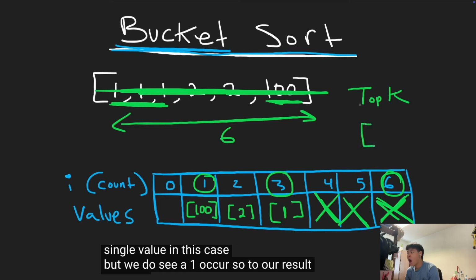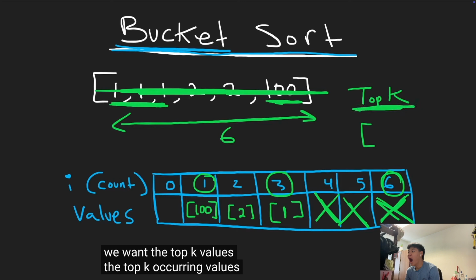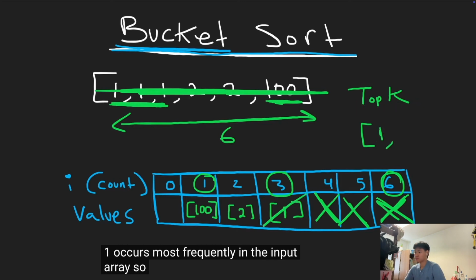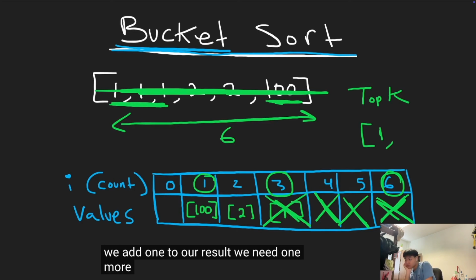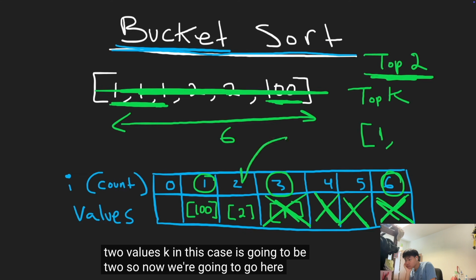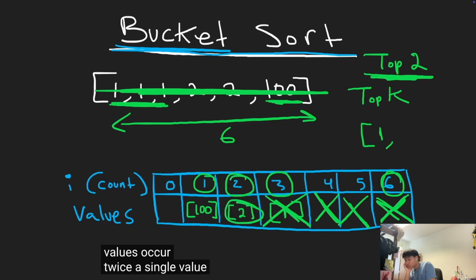So to our result, we want the top k occurring values. We are going to add a 1 to that. 1 occurs most frequently in the input array. So we add 1 to our result. We need 1 more because I think we were looking for the top 2 values. K in this case is going to be 2. So now we're going to go here. Which values occur twice? A single value, and that value is 2. So we're going to add that to our output array.